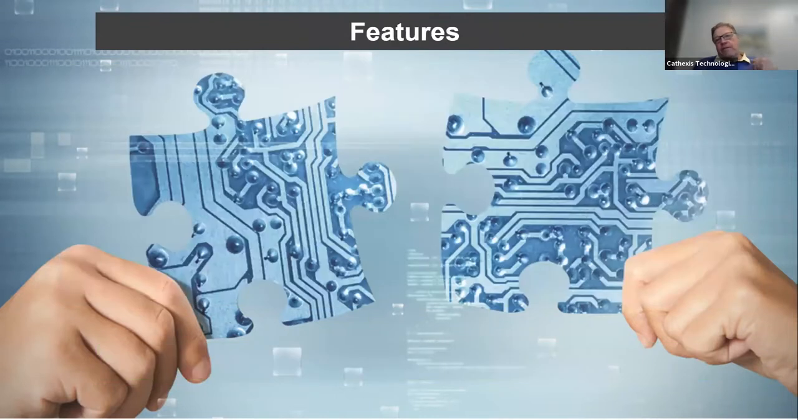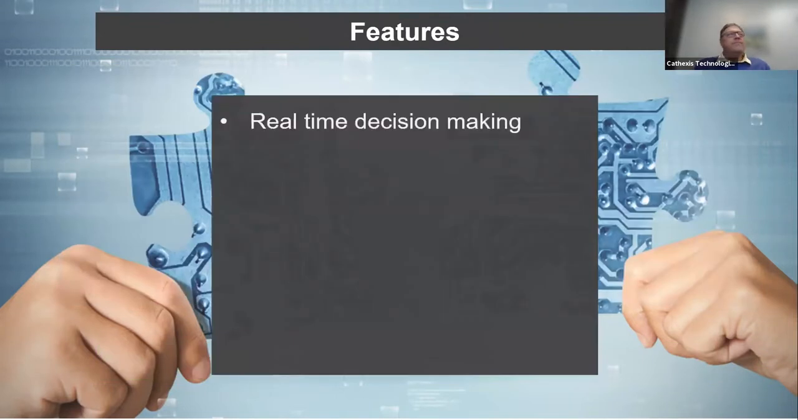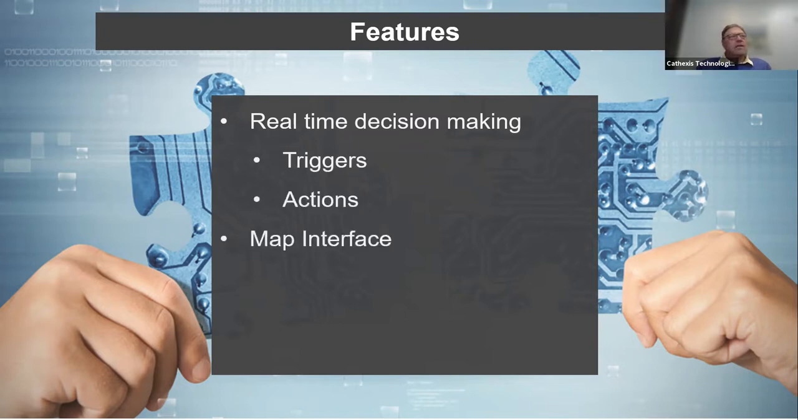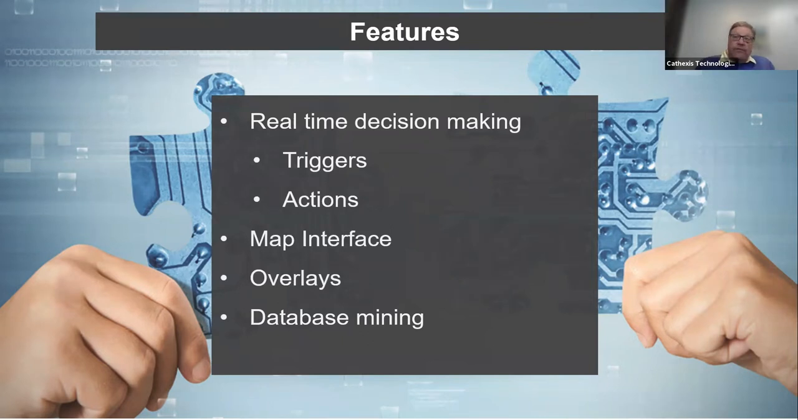So let's look at some of the features of integration that we're going to cover today. We're going to cover real-time decision-making: how does Cathexis make decisions on events and transactions that are received from third-party products? We're going to look at triggers and at actions. We're going to look quickly at a map interface and how we do overlays. We're then going to go into quite a lot of depth on database mining. And then I'm going to touch on alarm management from our alarm management gateway perspective. The first thing I'm going to do is give you some examples of integrations and some of the capabilities of those particular integrations. As I mentioned previously, I'm not going to cover every single one, but this will give you an idea of the depth of integration that we offer.